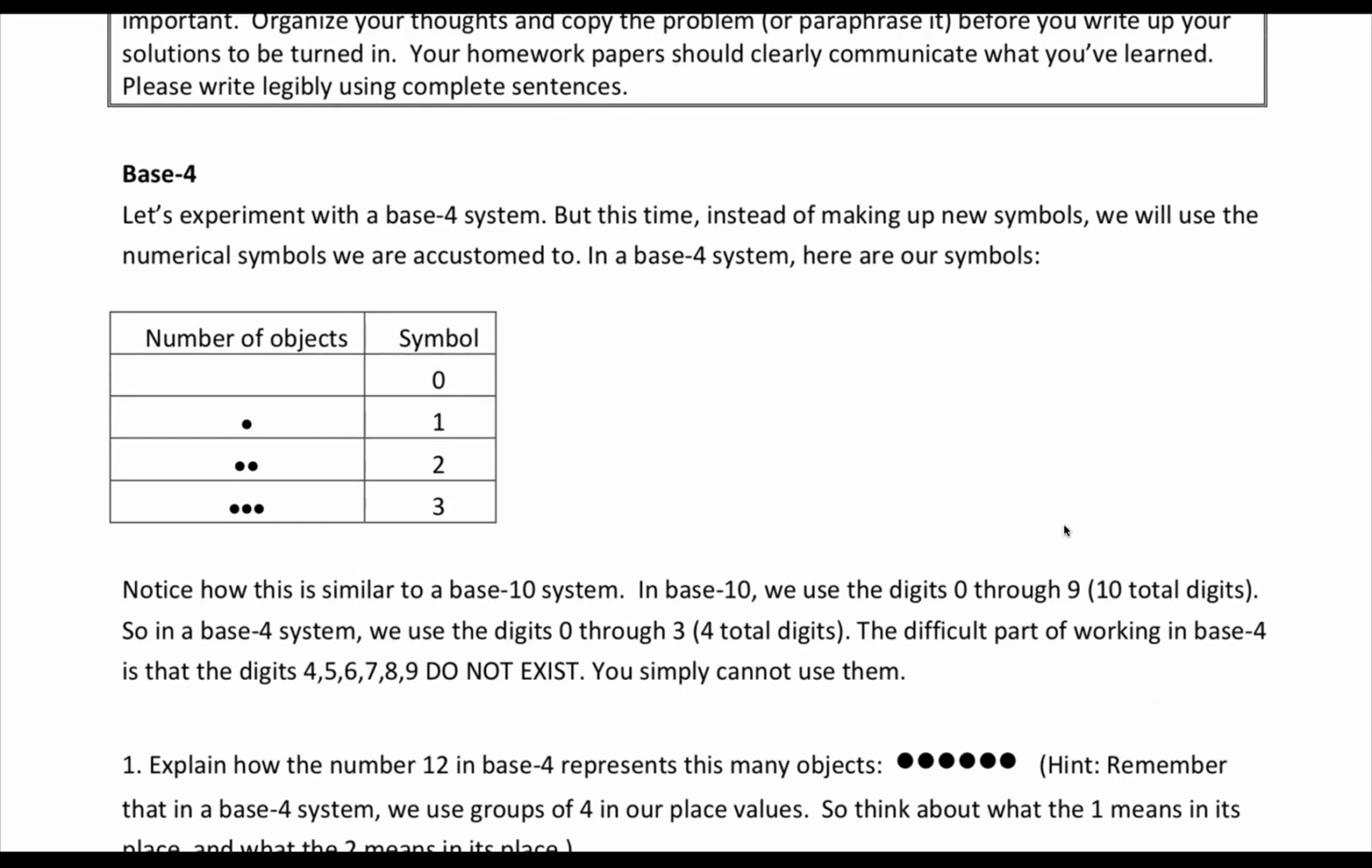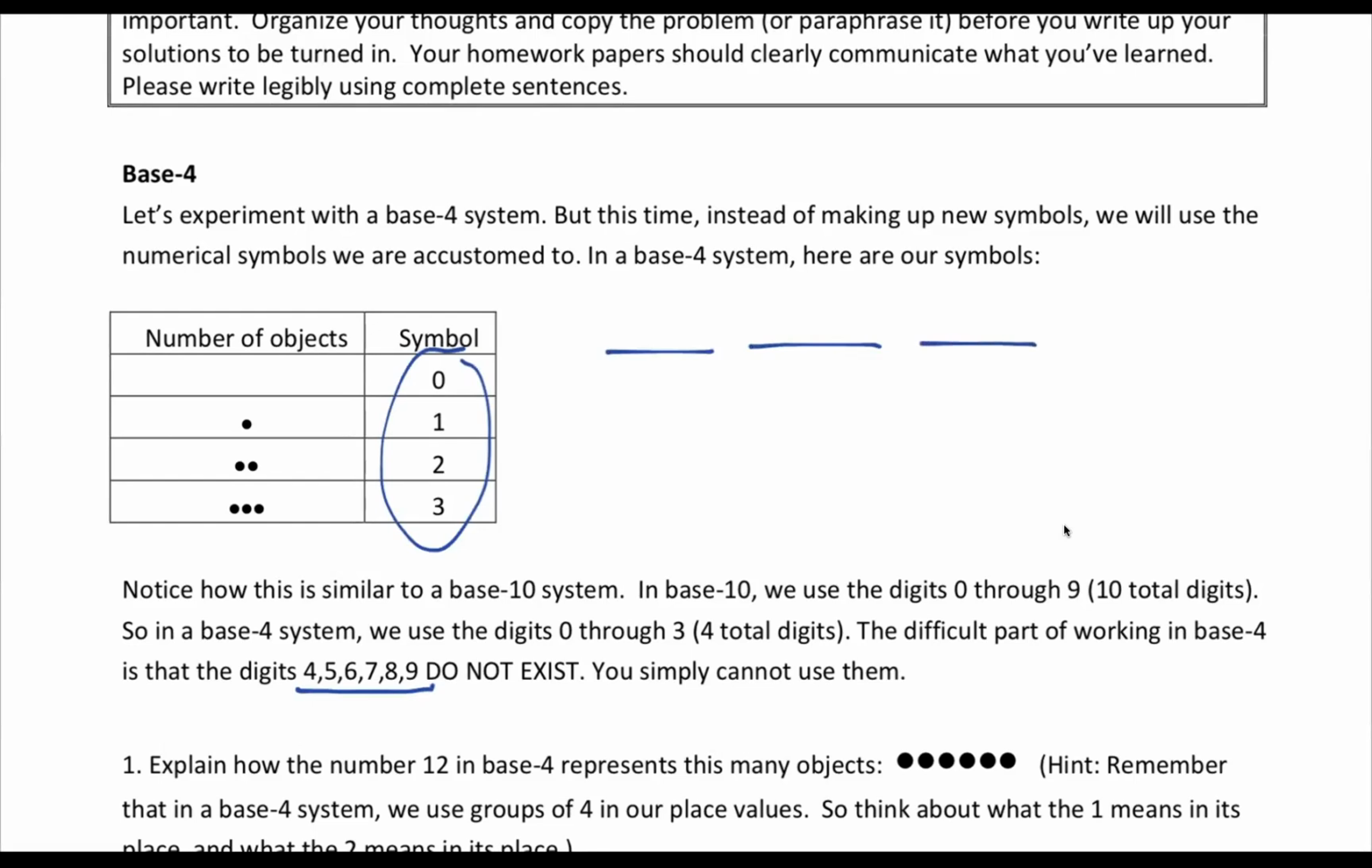So the key when you're doing a base 4 system, these digits down here, 4, 5, 6, 7, 8, 9, you're not allowed to use. You're only allowed to use those 4 symbols. Okay, that's the trick. And then you have to use place value. So think about a place value system for base 4. Let's compare it to base 10.